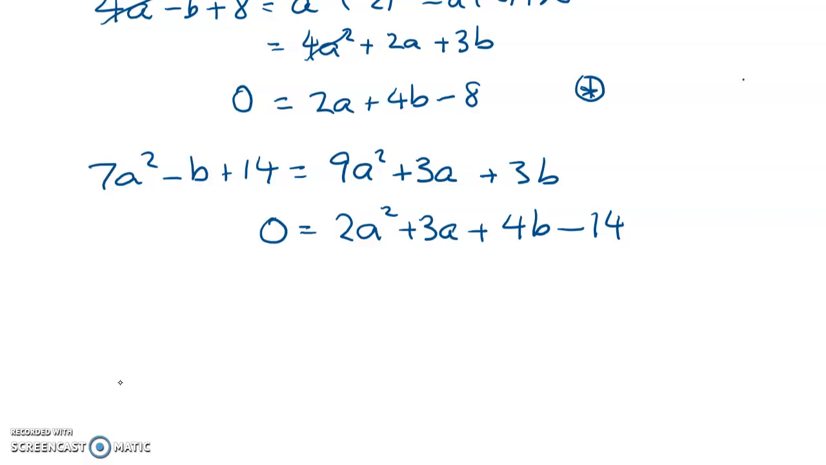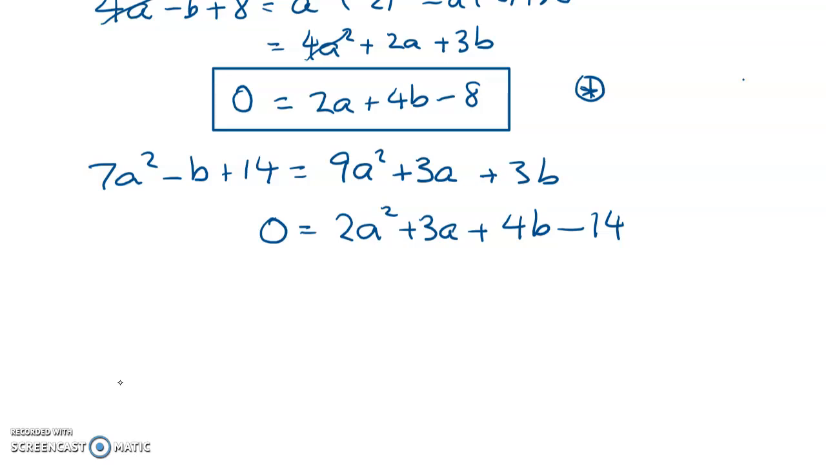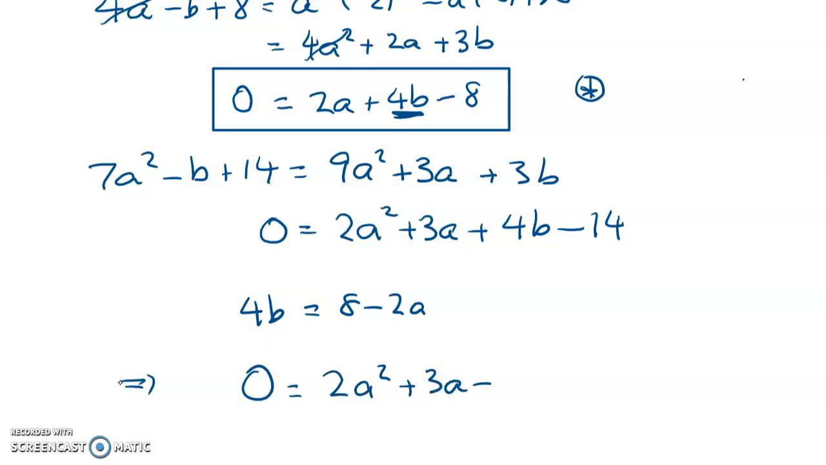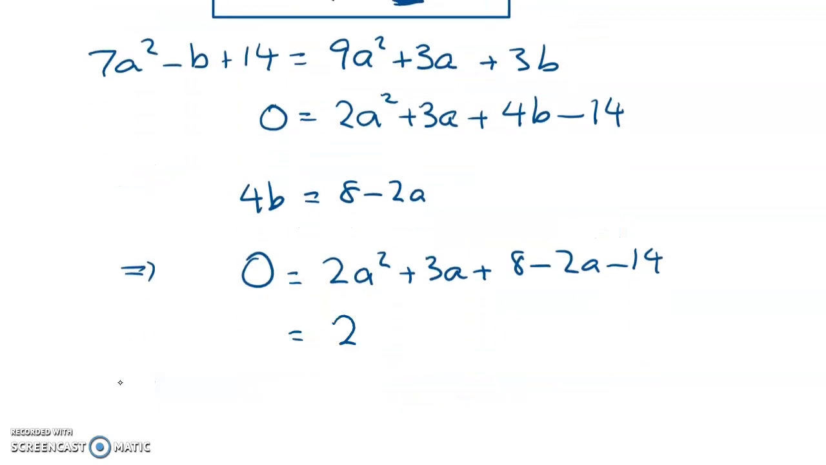And now I can look back up here at this link between a and b, and I can see that the best way to go from here, I think, is to eliminate the 4b. So from star, we get 4b is equal to 8 minus 2a, which gives us 0 is equal to 2a squared plus 3a plus 8 minus 2a minus 14, which gets us a nice easy quadratic of 2a squared plus a minus 6. And we can solve that by inspection, and we get 2a times a.